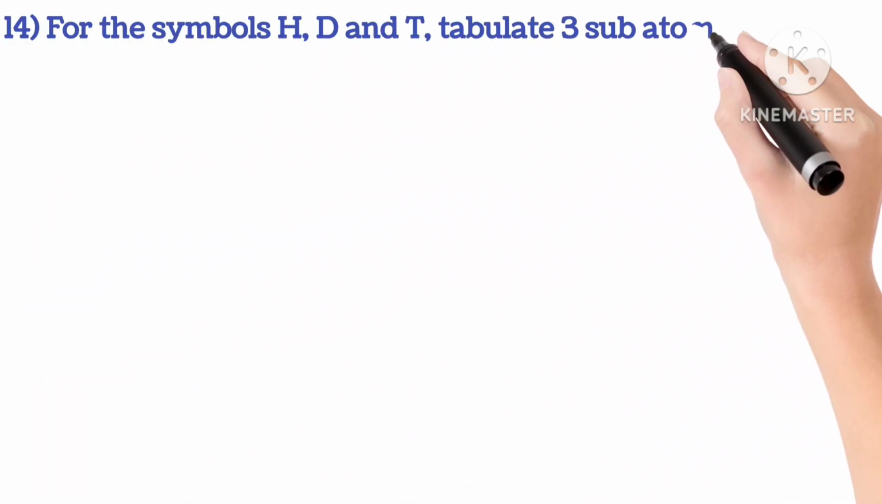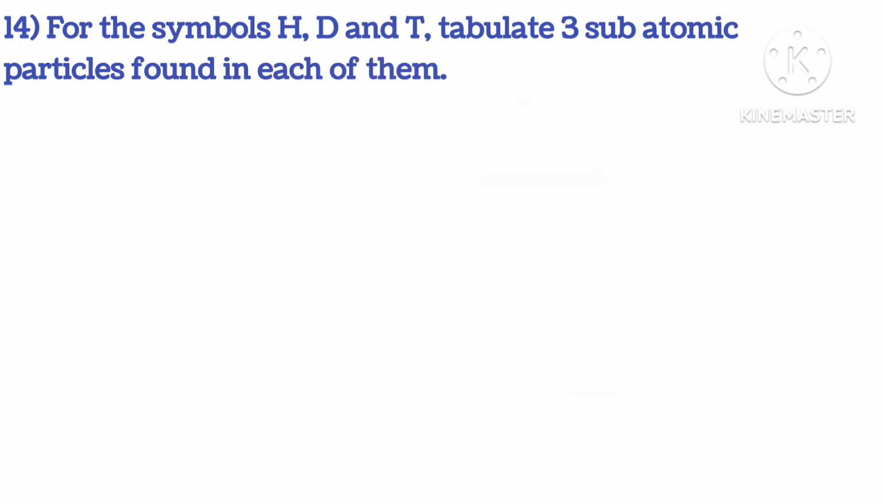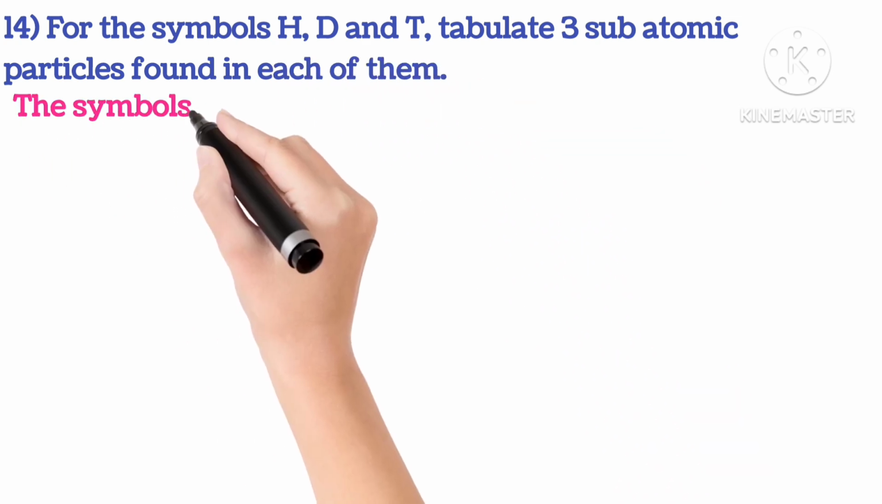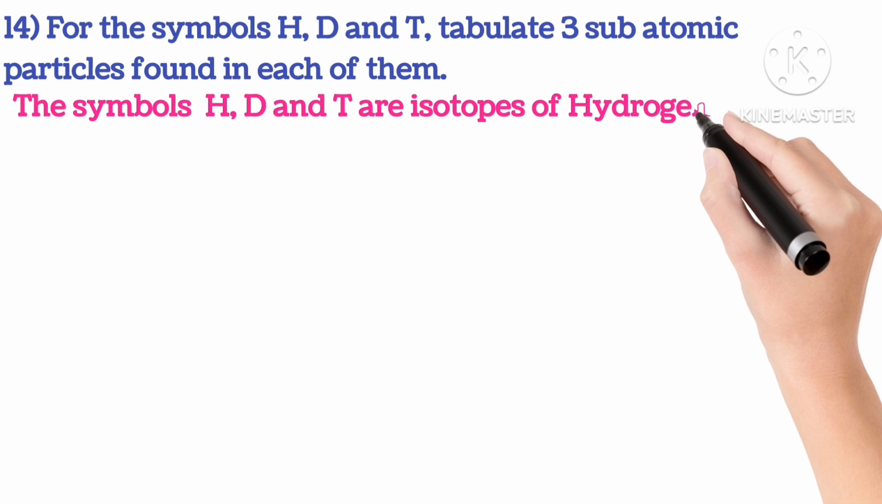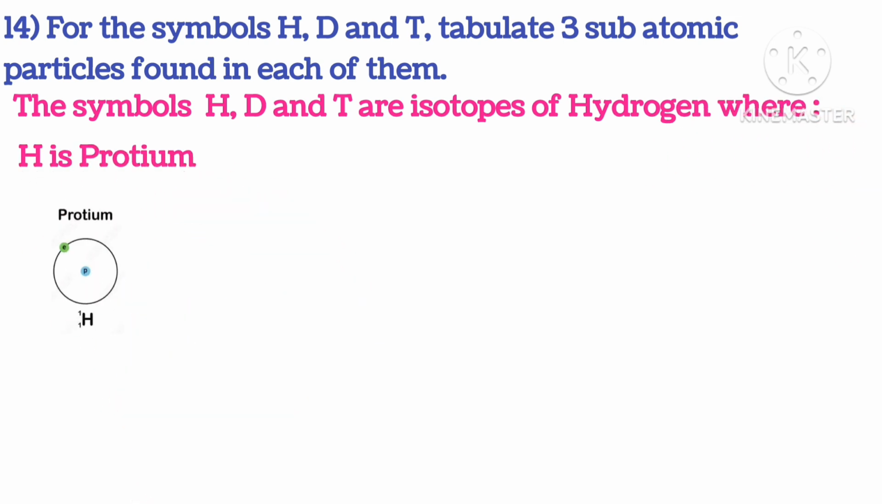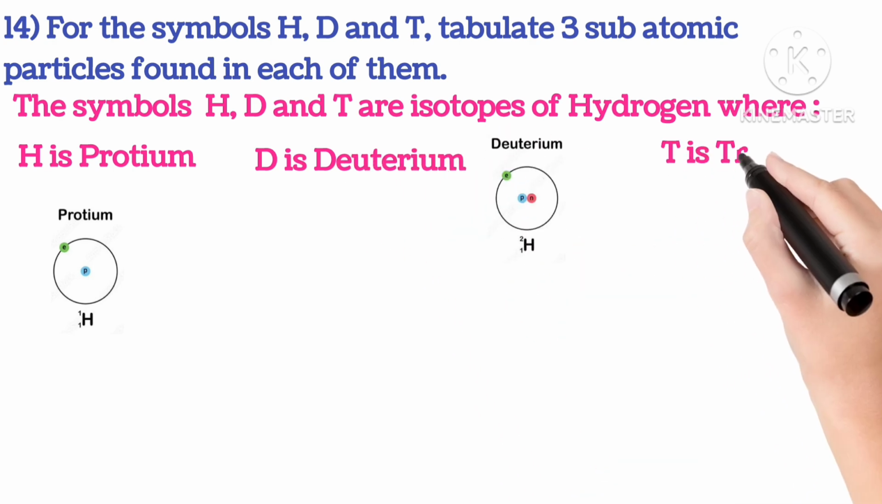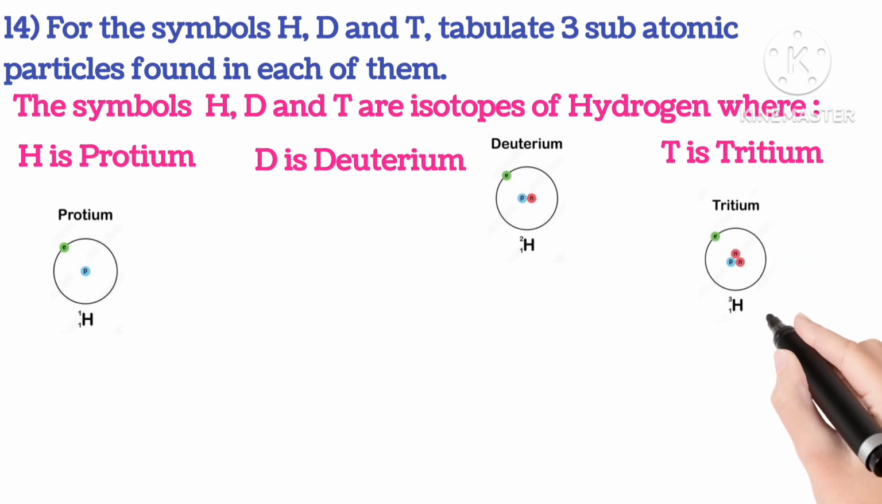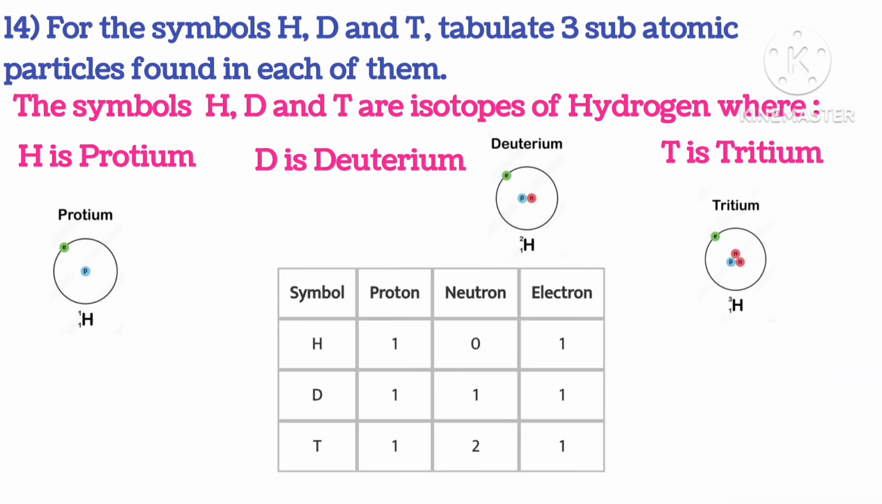For the symbols H, D and T, tabulate the 3 subatomic particles found in each of them. So the symbols H, D and T are isotopes of hydrogen, where H is protium, D is deuterium and T is tritium. So protium will have 1 proton and 1 electron, deuterium will have 1 proton, 1 neutron and 1 electron, and tritium will have 1 proton, 2 neutrons and 1 electron.